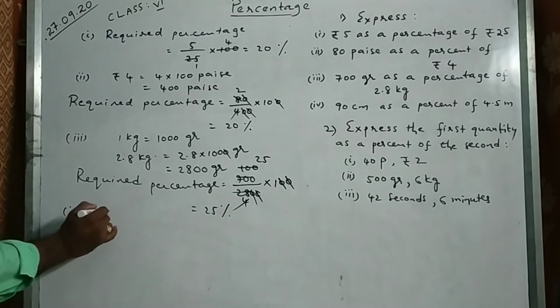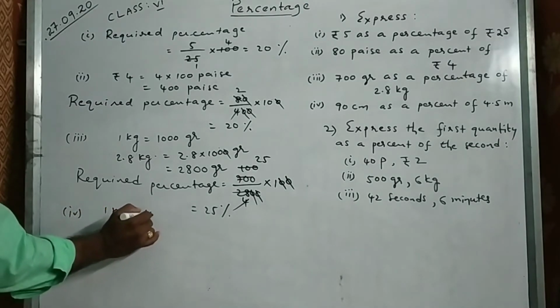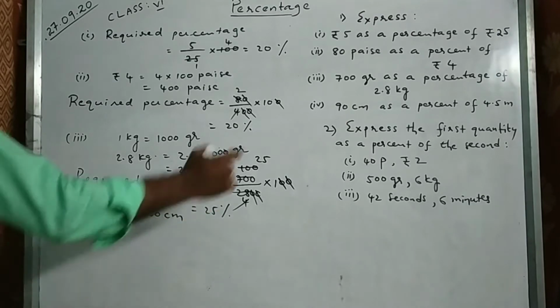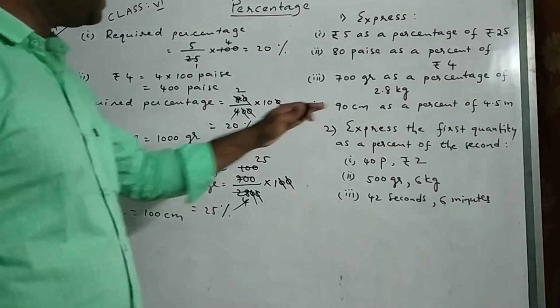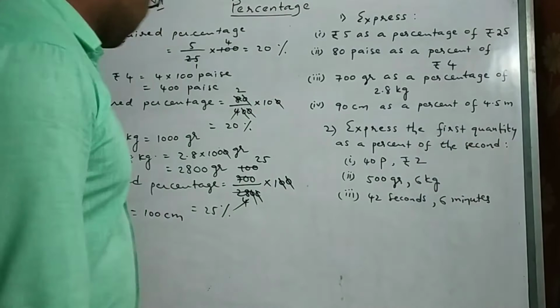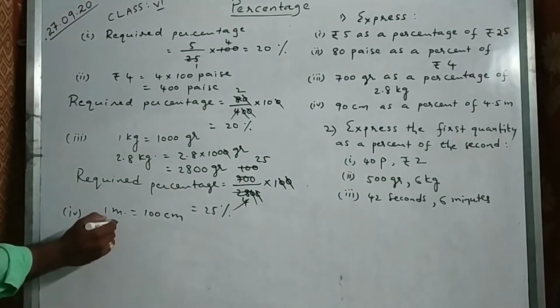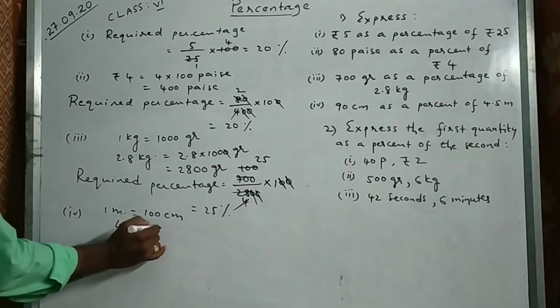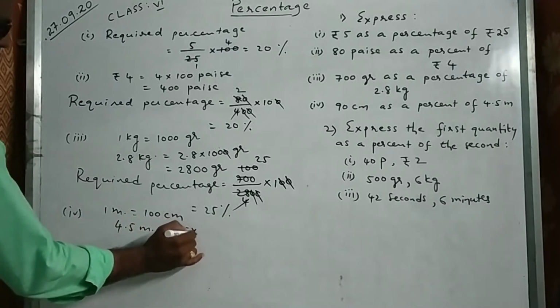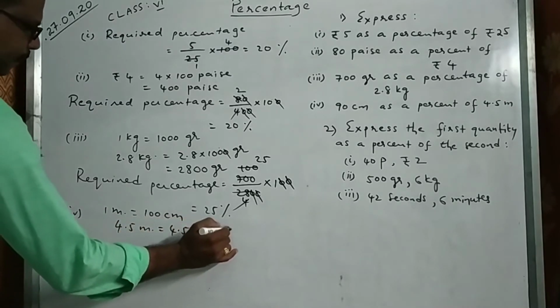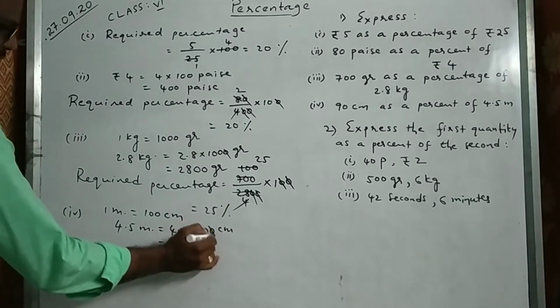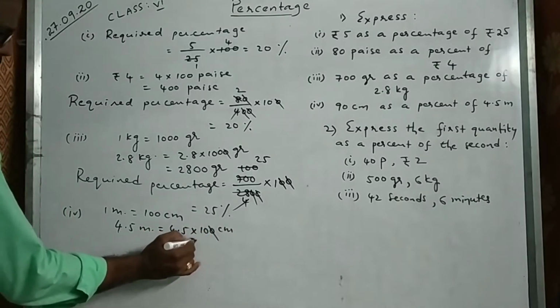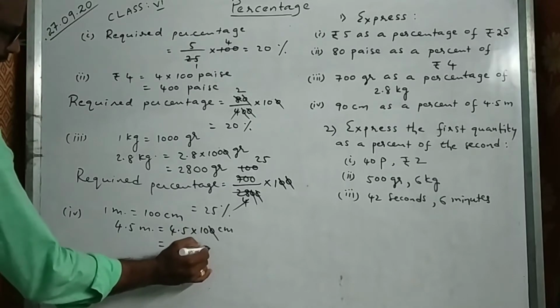Don't forget. 1 meter equal to how many centimeters here? 100 centimeters. Because this is in centimeter, this is in meter. Both should be in the same unit. So 4.5 meters I must change. Equal to 4.5 into 100. So with 1 0 the point will be gone, this will be 45 and 1 more 0 as it is.